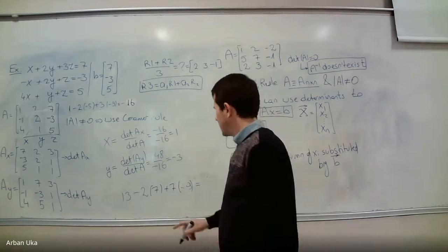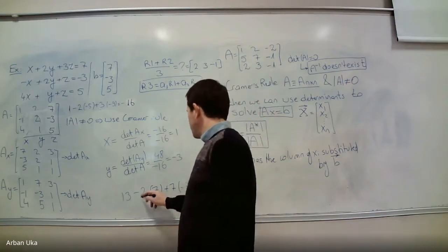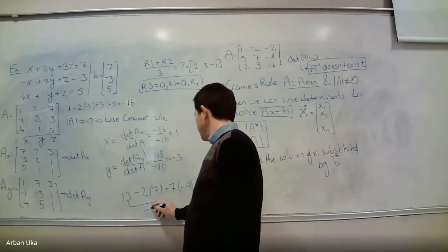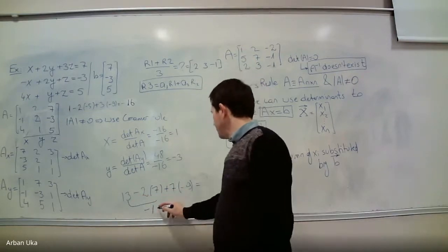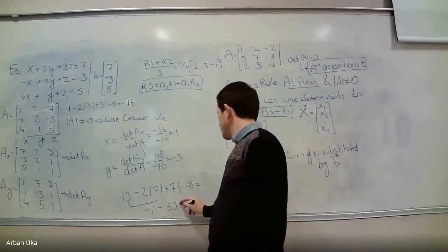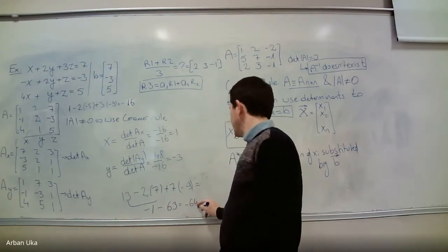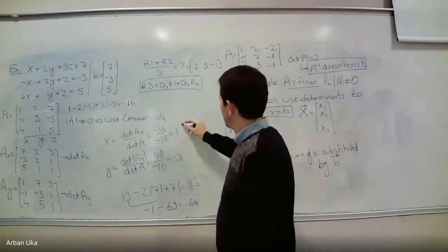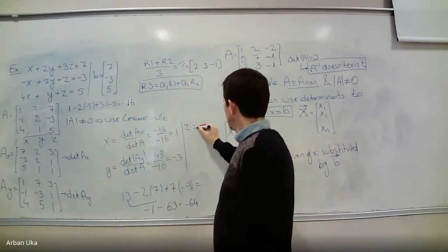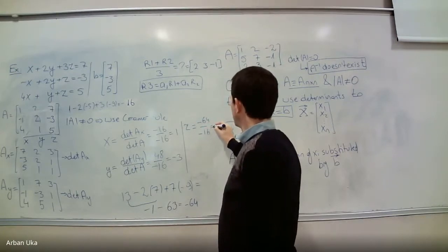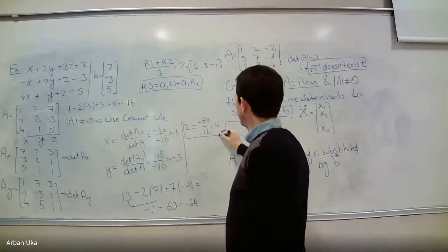So this is something like 2 times 7, this makes it minus 14, that's minus 1, minus 1, minus, what is this, 63, this makes this minus 64, okay? And minus 64, which is 2 to the power 6, we get here Z is equal to minus 64 divided by minus 16, and this will be equal to 4.